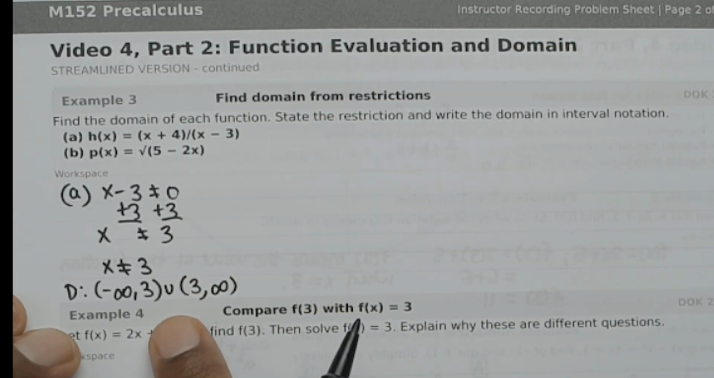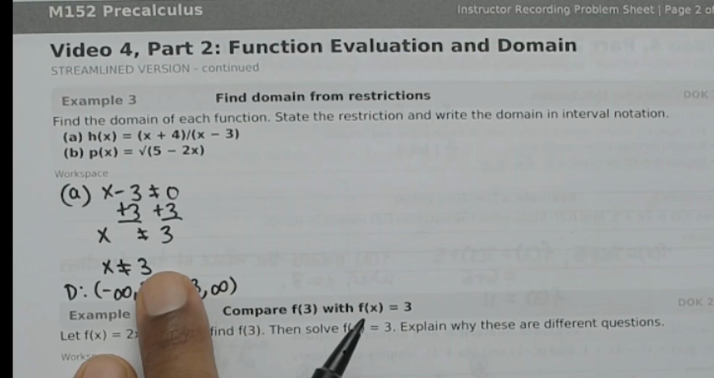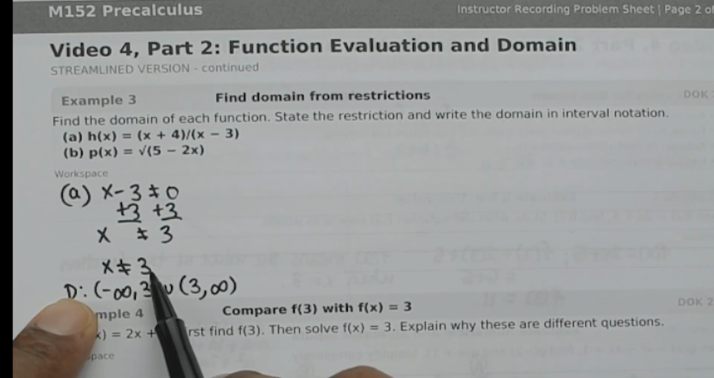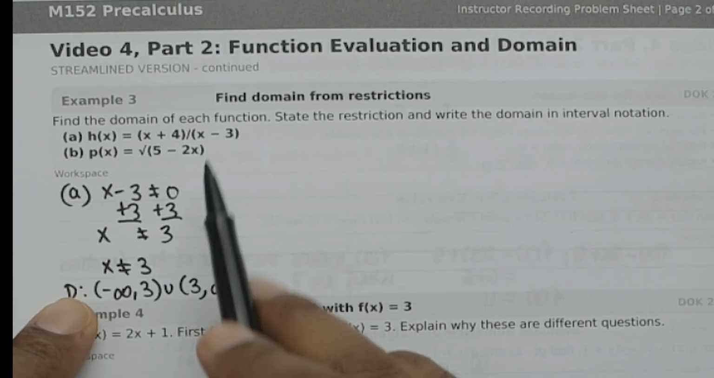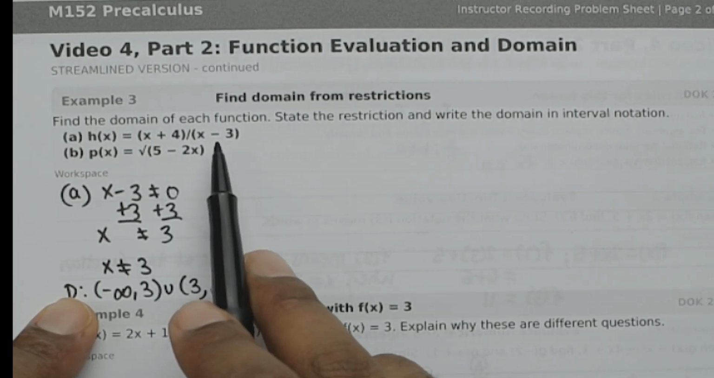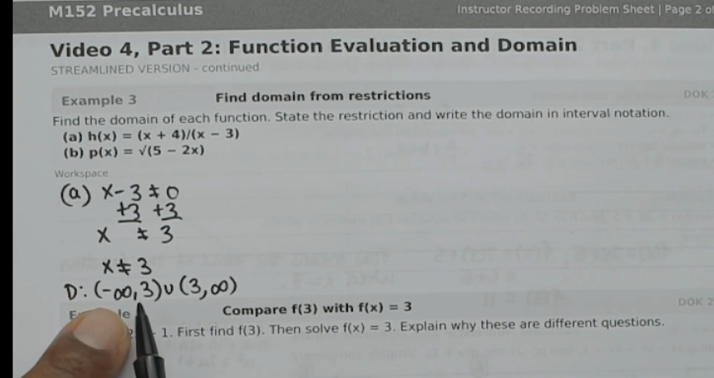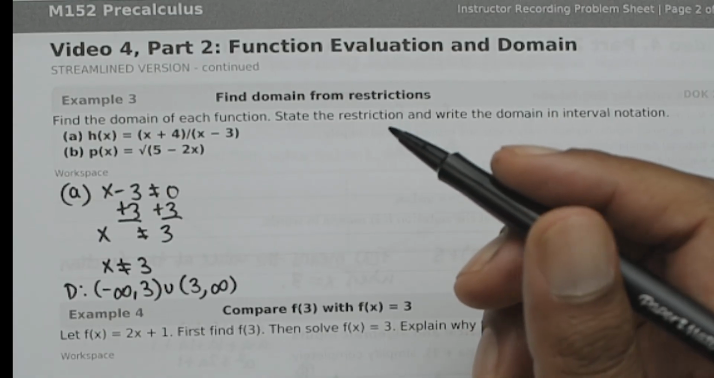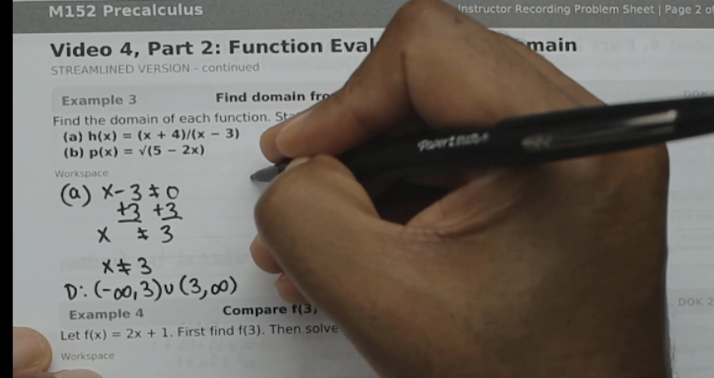Okay, so the domain is typically always negative infinity to positive infinity, and that just means all real numbers. But when there's an exception to the rule, like this case, we can't have x equal to 3, otherwise the denominator would be 0. Then you need to write it in interval notation, which is negative infinity to 3, union 3 to positive infinity. Okay. All right. Now let's look at part B.